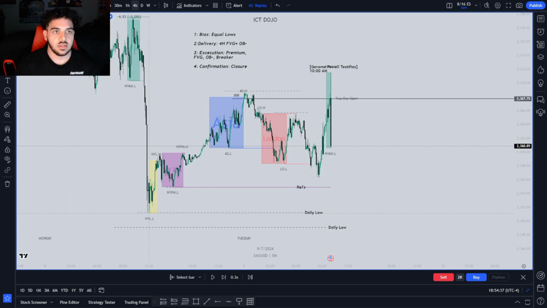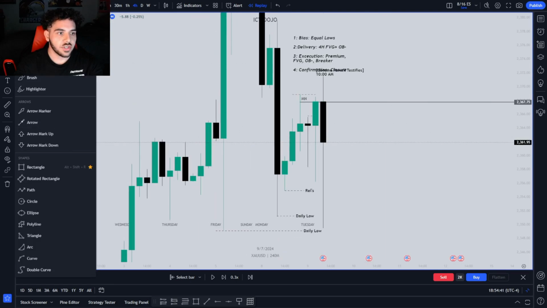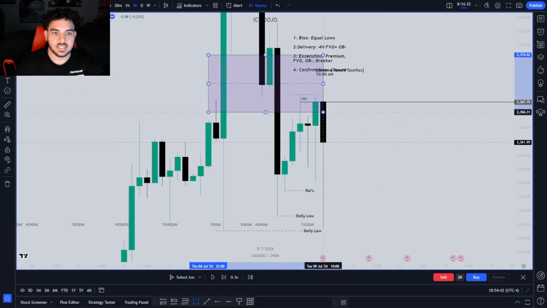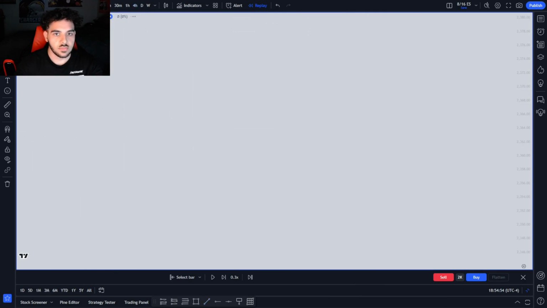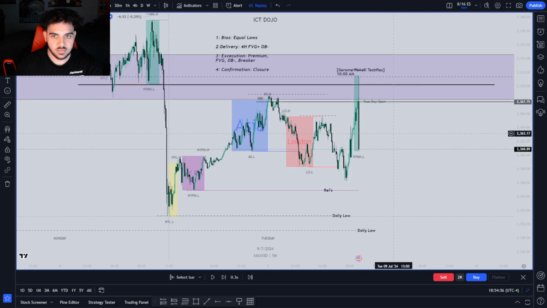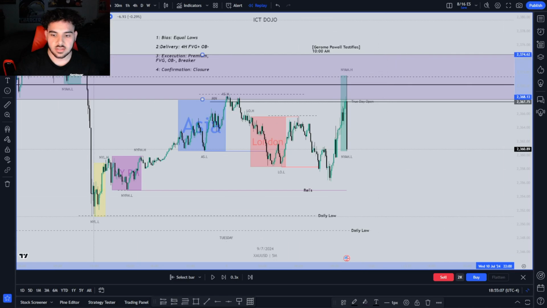So going up to the 4 hour, we traded up into this inversion fair value gap, and we also have this 4 hour order block. Now going back down to the 5 minute, we could see we perfectly react off of the consequent encroachment of the IFVG and the 4 hour order block, which is this dark black line.